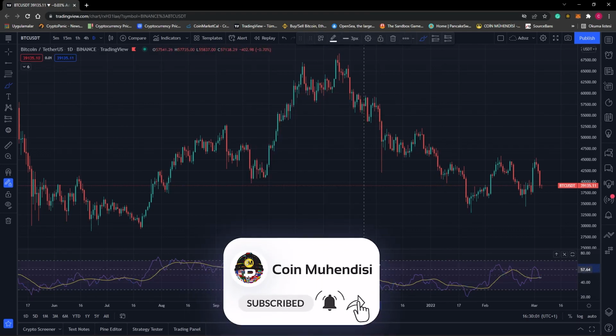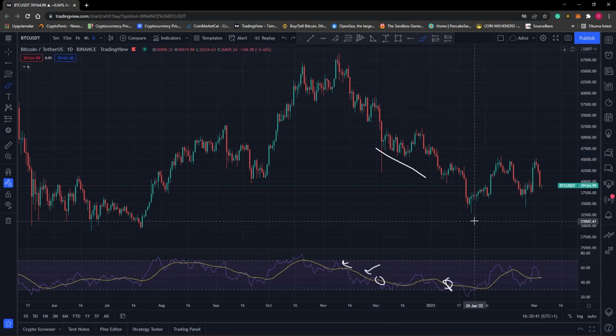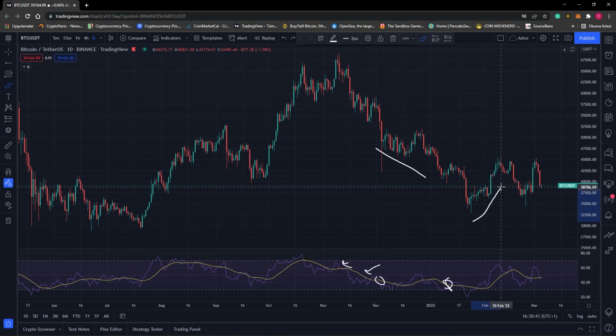This yellow line here is our moving average for our RSI, and the purple one here is our RSI indicator. When the purple line crosses the yellow from the upside, we can predict a decrease in the price, and when the opposite happens, we can tell that the price might increase. An RSI reading of 30 or below indicates an oversold or undervalued condition.